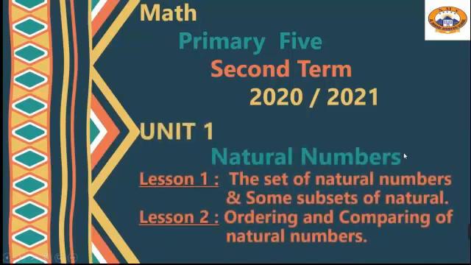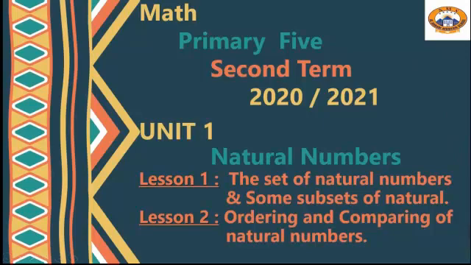Welcome back. Today we will start Unit 1, talking about natural numbers. Okay? What is the meaning of natural numbers? Our numbers, which are 0, 1, 2, 3, 4, these are our natural numbers. Before starting our new lesson, we will remember together a little bit about sets.